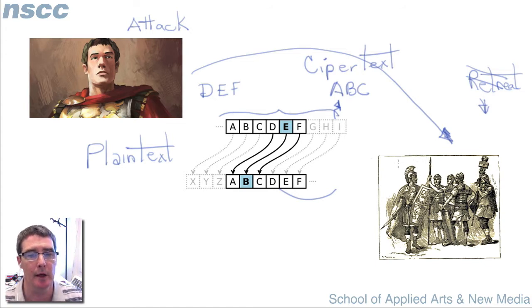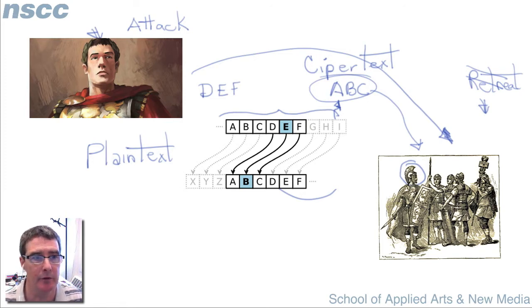Now, who would know the algorithm? Well, his generals in battle would know the algorithm, and of course Julius Caesar would know the algorithm. So the message is encrypted and given to the messenger. The messenger can't read it. It doesn't make any sense. The messenger gives it to the general, who then decrypts the message and passes it along to the troops.